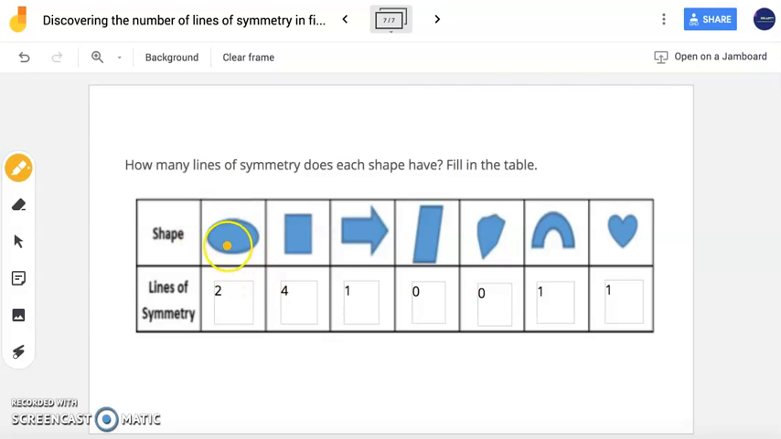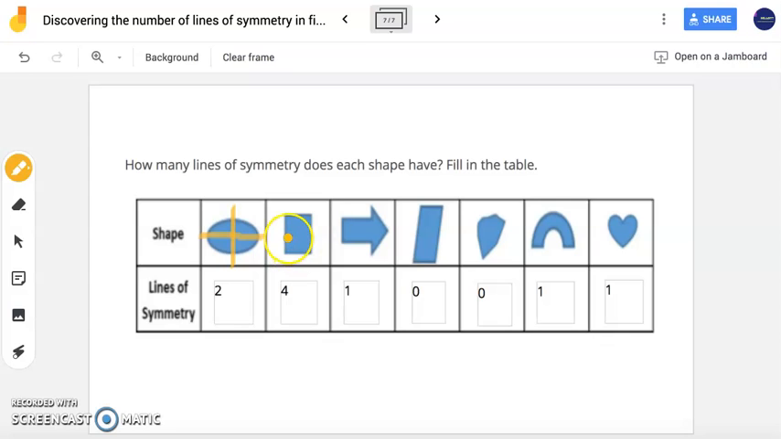Now here we have an ellipse, or you might say it looks like an oval. Now the number of lines of symmetry is 2. Right away I recognize, okay, let me draw a vertical line here. And right away it's breaking it into two equal pieces. The left and the right have the same amounts. But I can also draw a horizontal line here. And that's also breaking it into another two equal pieces above and under, which is why we have two lines of symmetry.